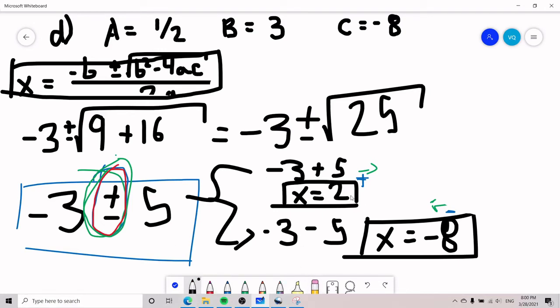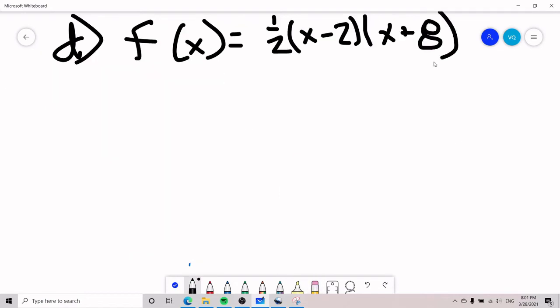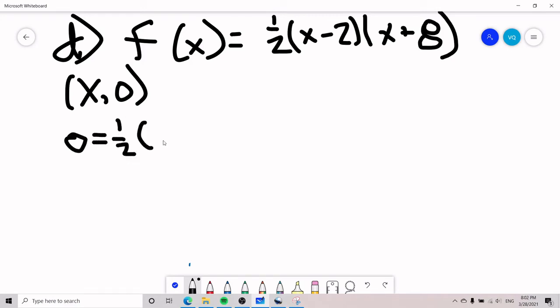So the answers, if my two zeros are x equals 2 and x equals -8, that means one of my zeros is (2, 0), and my other zero is going to be (-8, 0). So those are the zeros for part D. The other much faster way to do this, but also a little bit more confusing, so whatever floats your boat, is to realize that if we're finding the x-intercept, right, we're finding (x, 0). And if I plug in (x, 0) in the formula that we have, we end up with 0 for y, 1/2 (x minus 2)(x plus 8).